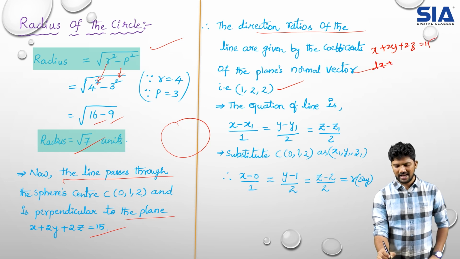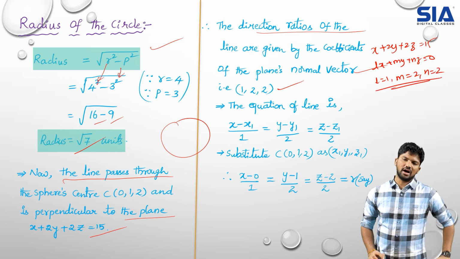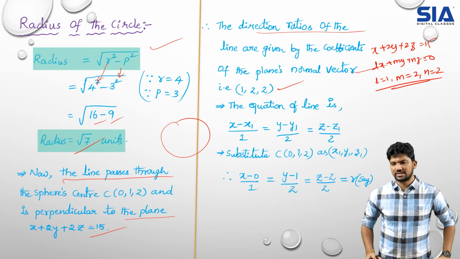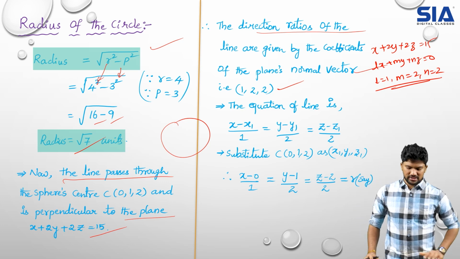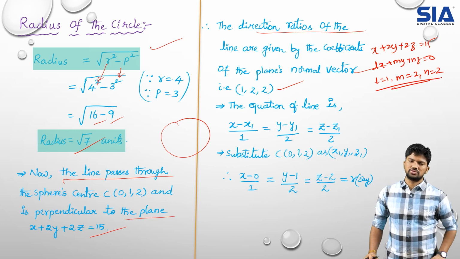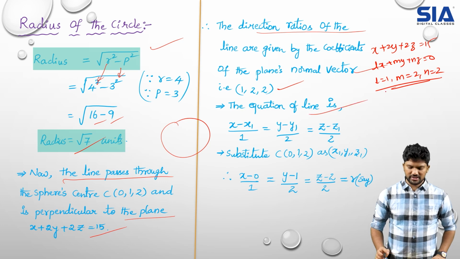If you compare with lx plus my plus nz is equal to 0, then what is the l value? The x coefficient: l is equal to 1, m is equal to the y coefficient 2, and n is equal to the z coefficient 2. l, m, n are the direction cosines, and direction ratios for the normal vector 1, 2, 2. So therefore, now the equation of the line is x minus x1 by l.